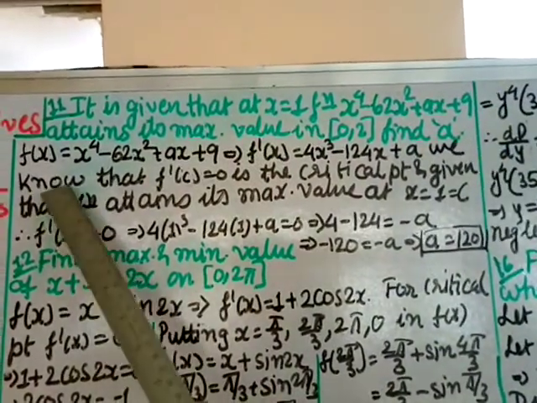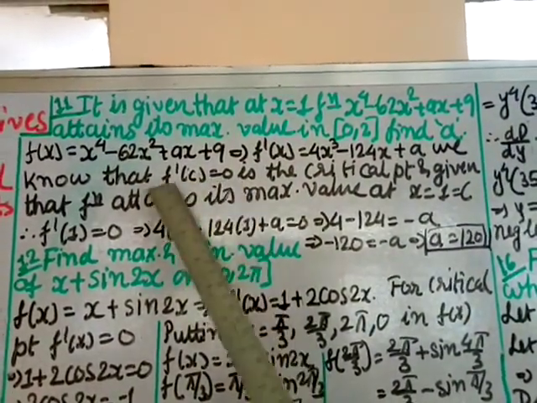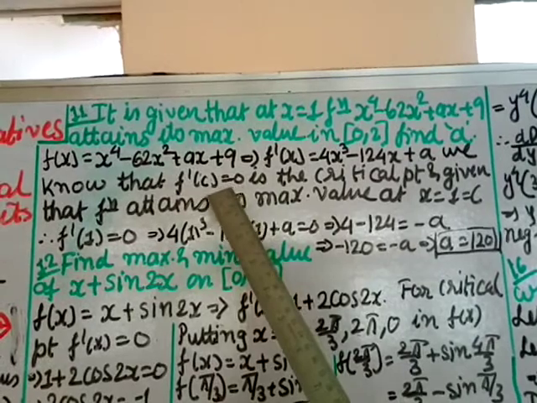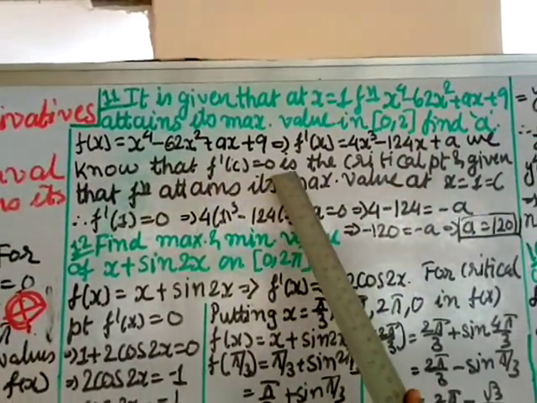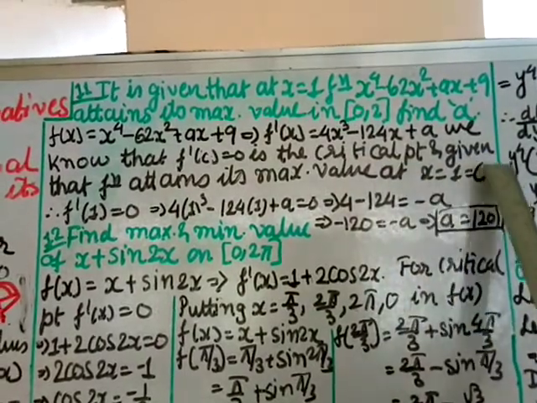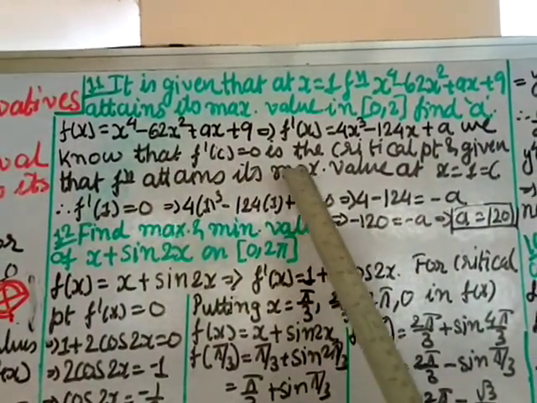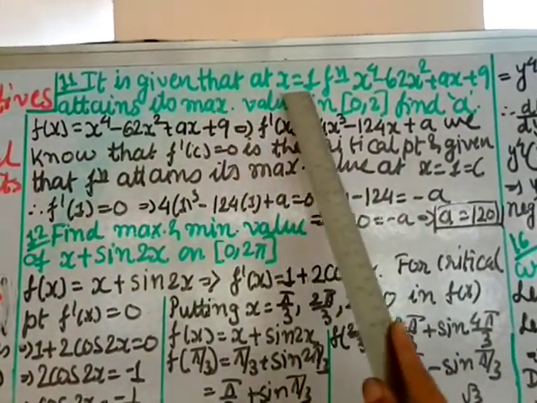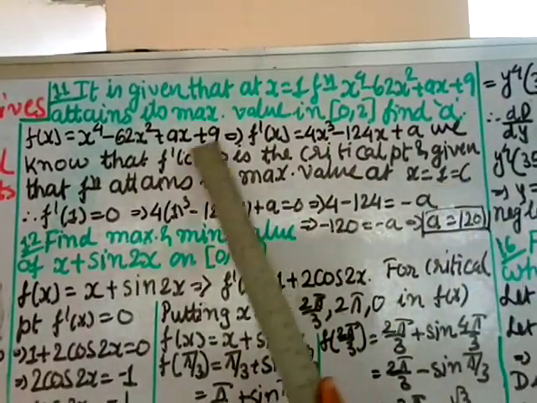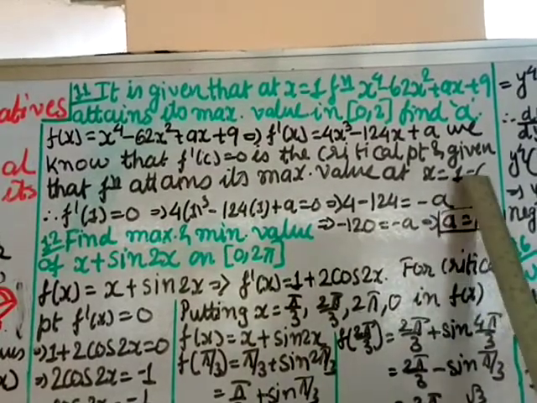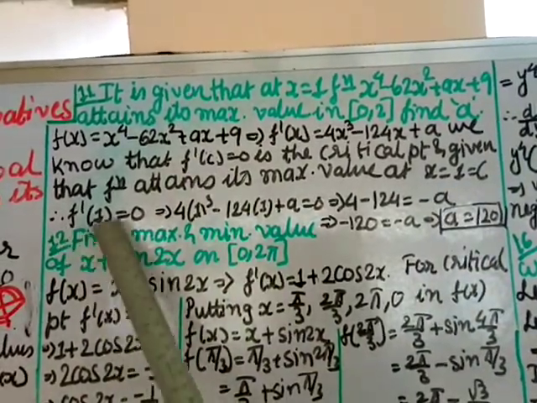Now we know that f dash equal to 0 is the critical point. At the critical point, the function is either maximum or minimum. So f dash equal to 0 is the critical point, and it is given that the function attains its maximum value at x equal to 1. So instead of c, I'll put 1 here. So f dash 1 equal to 0.